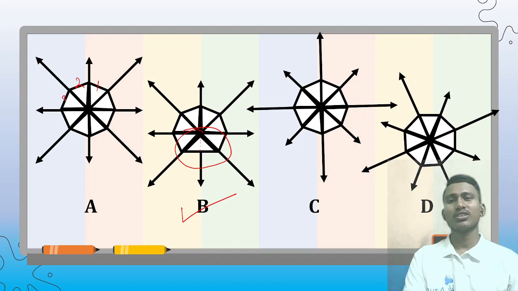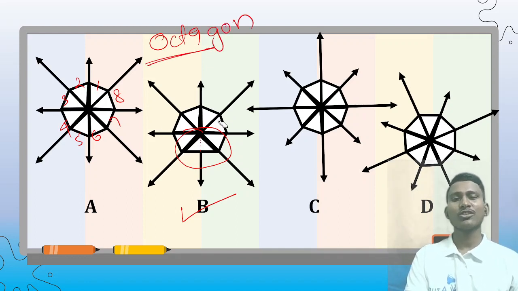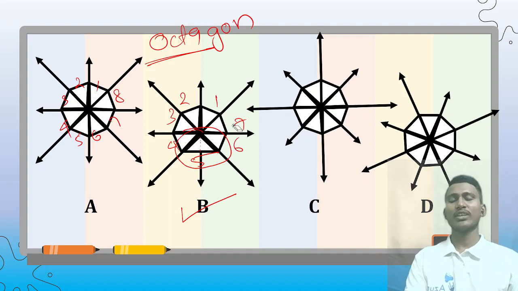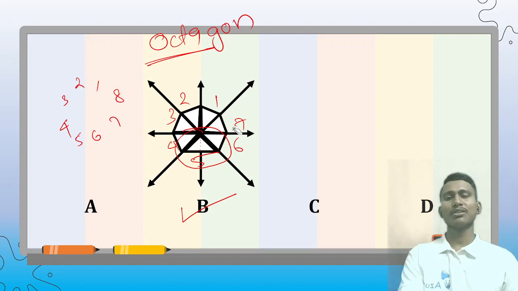And if you see this figure, how many sides are there? 1, 2, 3, 4, 5, 6, 7, 8. It is an octagon. 8 means what? We say it as octa. So octagon. But this has how many sides? 1, 2, 3, 4, 5, 6, 7. So there are only 7 sides. So that is why it is the different one, right?